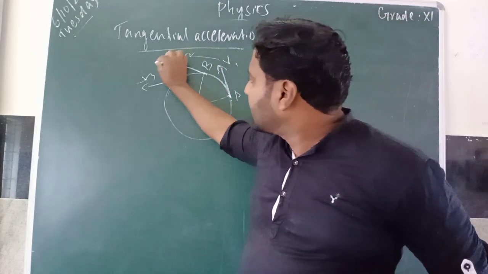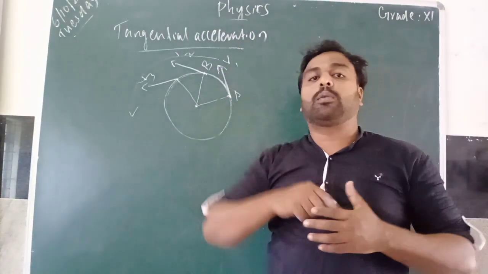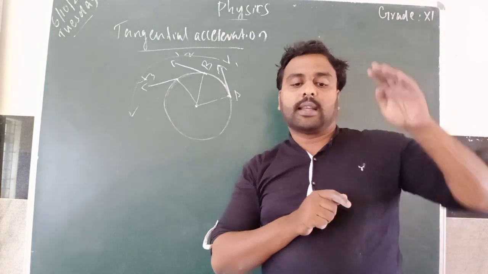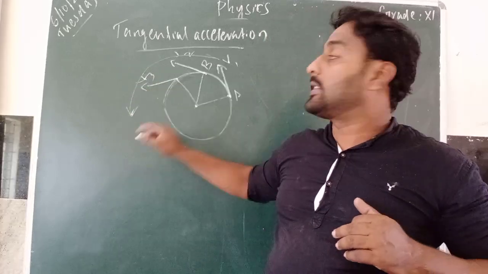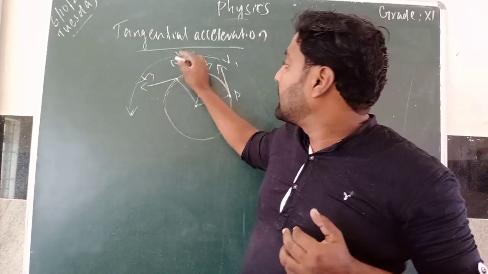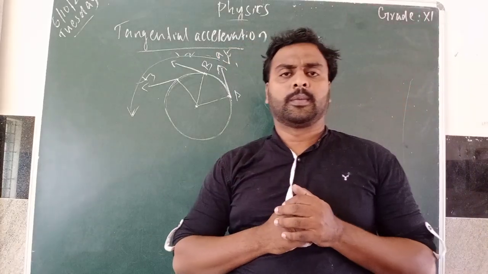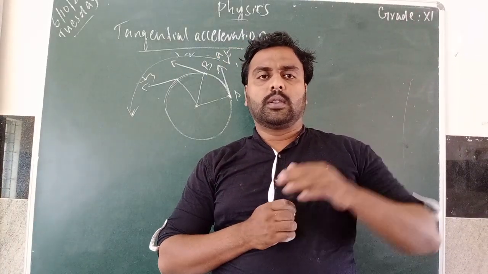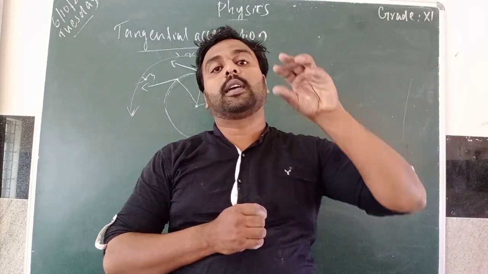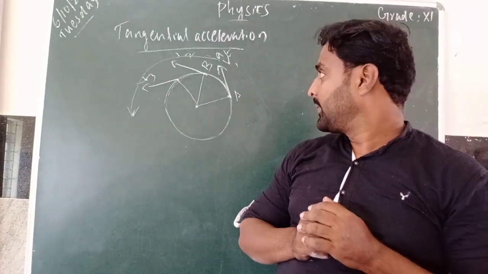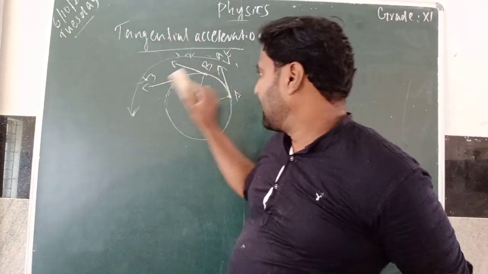So in this direction, there is an acceleration. That's why this particle is moving in circular motion. So this tangential, that is what we are saying, tangential acceleration. In this direction there is an acceleration, we are saying tangential acceleration. So this tangential acceleration is experienced by the object in circular motion. Understand? This is the introduction about tangential acceleration.